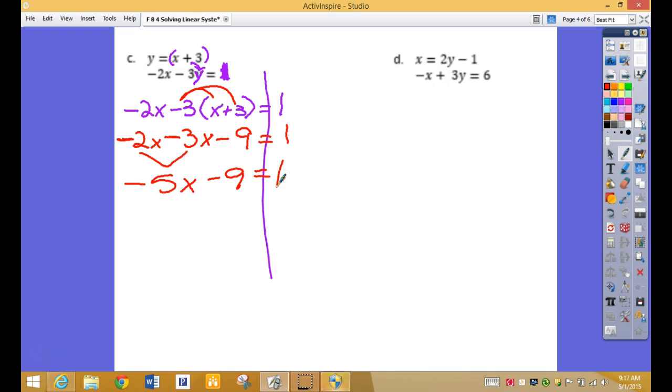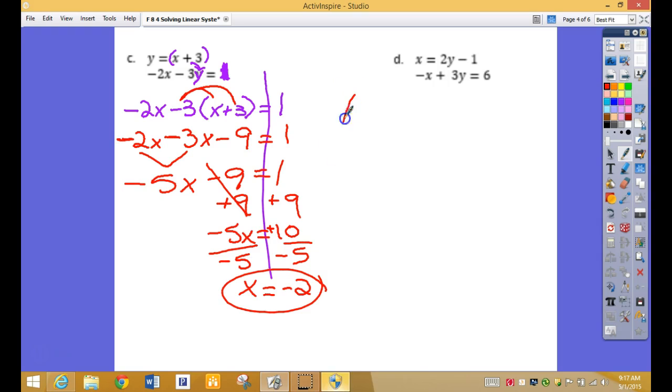Now what? Now you add 9 to both sides. Negative 5x equals 10. Divide both sides by a negative 5. X equals negative 2. Negative, because a positive divided by a negative is a negative. So in our ordered pair, our x is the first one. Negative 2. Go up here, put negative 2 in here for the x. Negative 2 plus 3 is 1. Done.